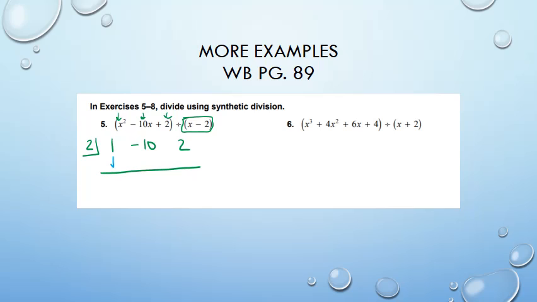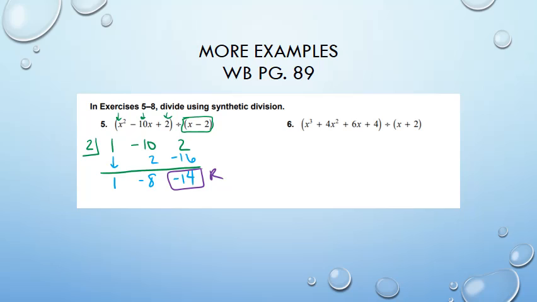Now to solve this, we're going to drop the 1, multiply and add all the way through to the end. 1 times 2 is 2, negative 10 and 2 is negative 8, negative 8 and 2 is negative 16. So that leaves me with negative 14 as my, remember this is the remainder spot.